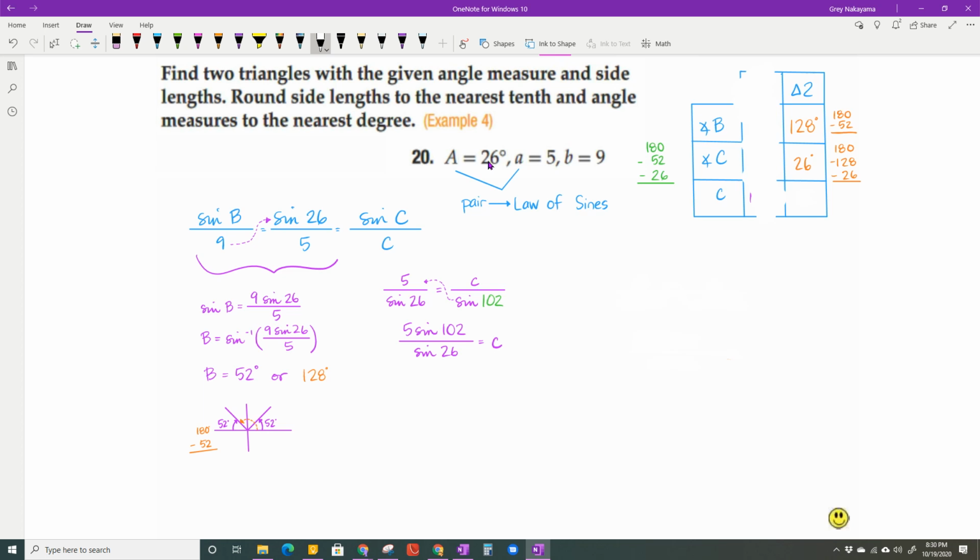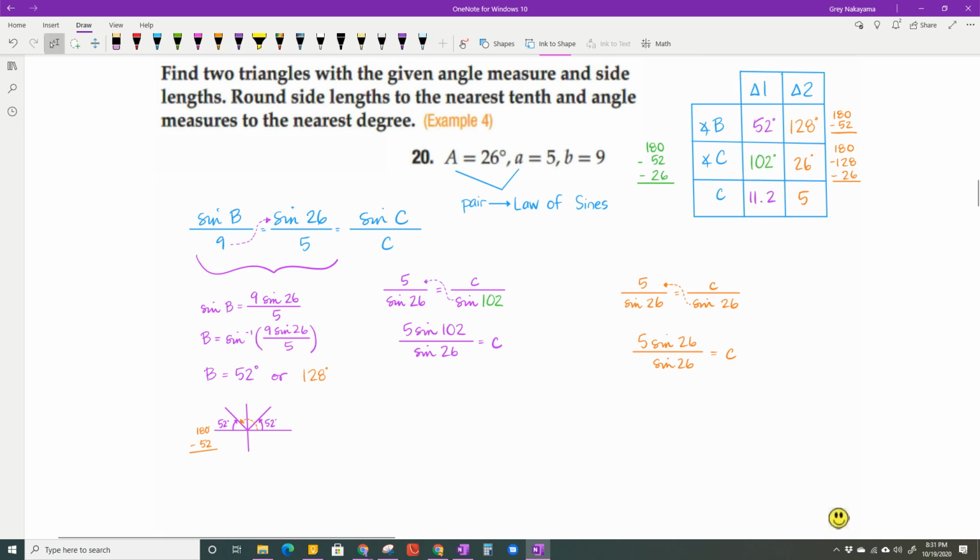So now I'm going to use this same thing, but I'm going to substitute instead of 102, I'm going to use 26. So I'm going to have 5 over sine of 26 equals C over the sine of 26. Okay, some of y'all might see this, but just in case, I can multiply both sides by the sine of 26, which moves it up there. And C is equal to 5 times the sine of 26 over the sine of 26, which, yes, those are the same thing. So my answer is going to be 5. So this is what your two triangles look like.